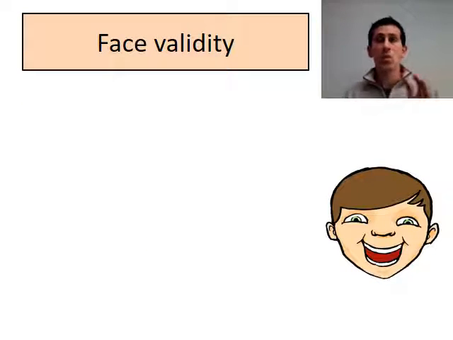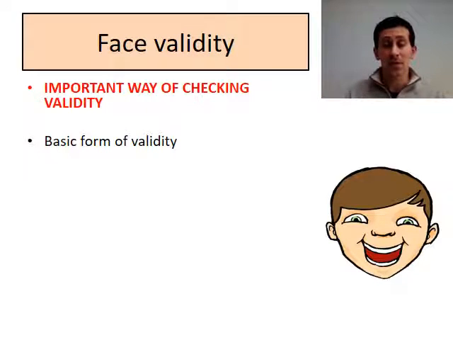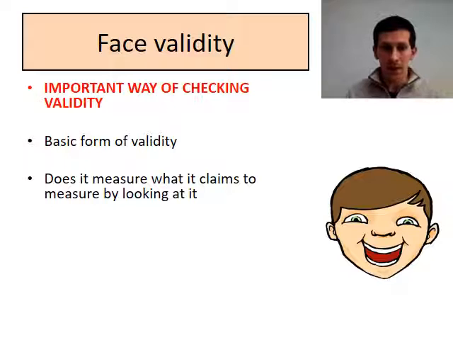Face validity is something we wouldn't have covered much in AS. So we might have covered it in a tiny bit of detail, but you've now got to be able to explain what it is. So it's an important way of checking validity in a study. When they ask you how would a researcher check validity, face validity and concurrent validity are always on the mark scheme. So it's a very, very basic form of validity, and it's checking, does it measure what it claims to measure, simply by looking at it.